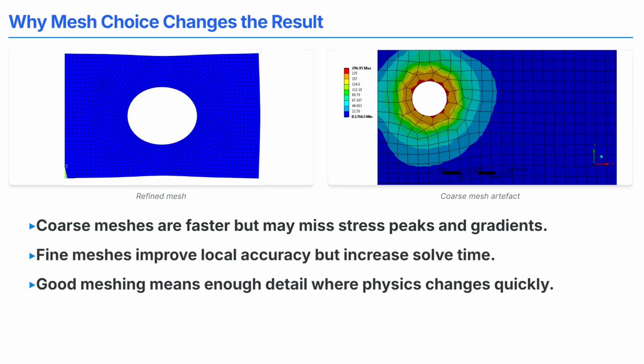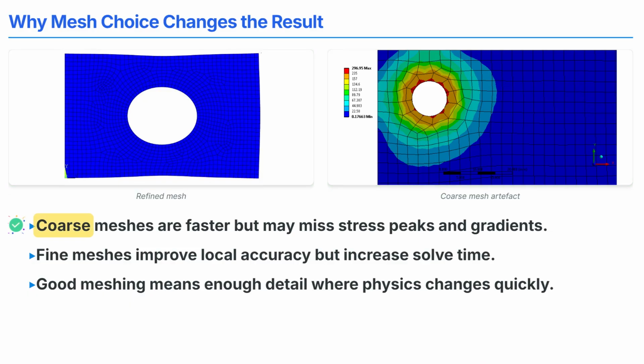Why does mesh choice change the result? A mesh can strongly affect the final result. A coarse mesh can solve quickly, but it may miss important stress concentrations or sharp gradients. As you can see in this image, there is a gradient near the circle. So the mesh has to be finer to account for the rapid change in value in this particular region.